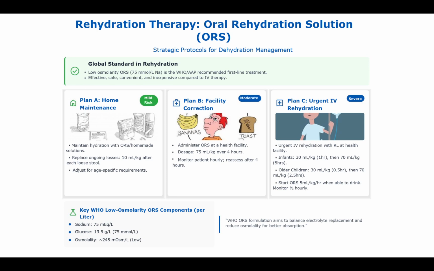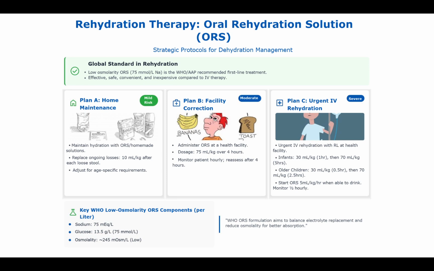The key is to replace ongoing fluid losses by giving 10 ml per kg of body weight for every loose stool passed, with specific age-based amounts. For infants up to 2 months, about 5 teaspoons per purge. For children aged 2 months to less than 2 years, 50 to 100 ml. And for those aged 2 to 10 years, 100 to 200 ml, plus free access to plain drinking water.